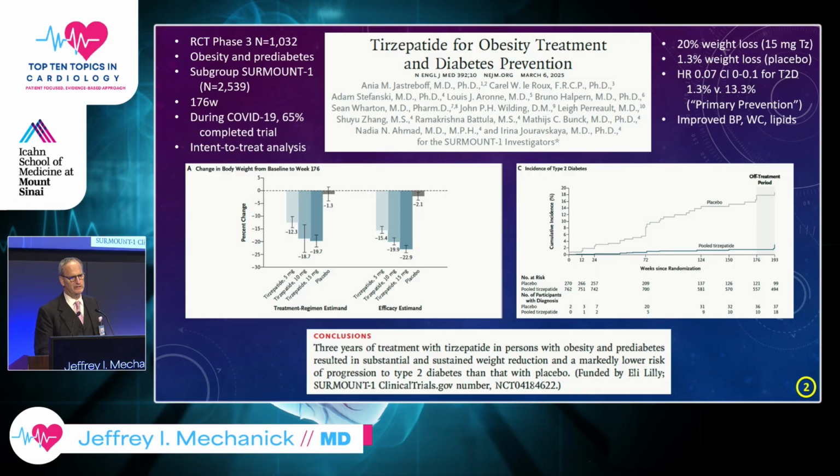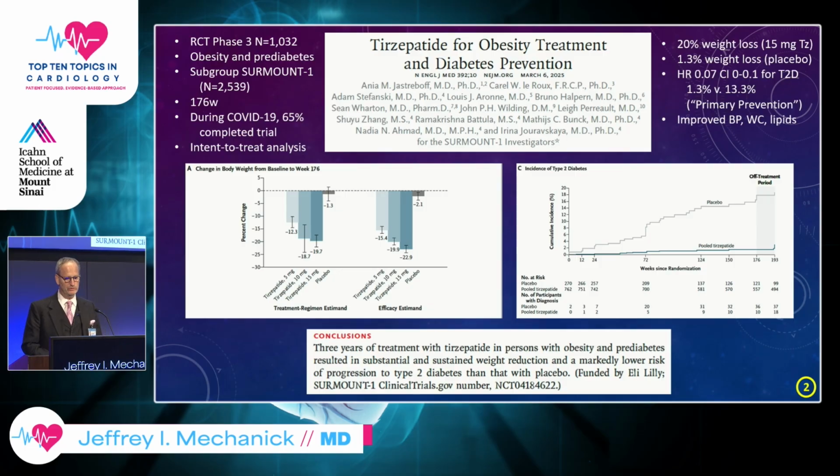This is the SURMOUNT-1 paper from the investigators, New England Journal of Medicine, looking at patients who had pre-diabetes, looking at diabetes prevention with tirzepatide. So it's a subgroup analysis, 176 weeks. It was during COVID, so there was a pretty decent dropout rate. Intent to treat analysis, and there was improvement. There was a benefit in terms of primary prevention. Patients without disease, they had pre-disease, and decreasing the rate of converting into disease, and that was with tirzepatide.